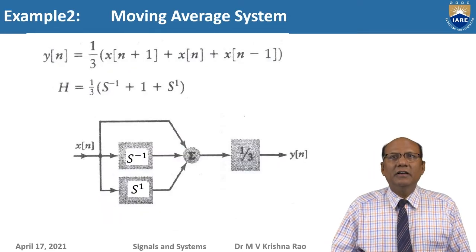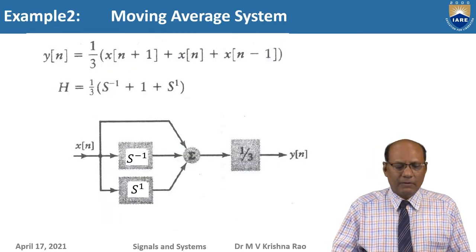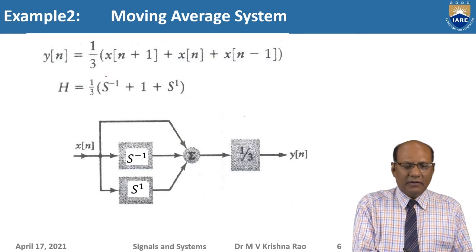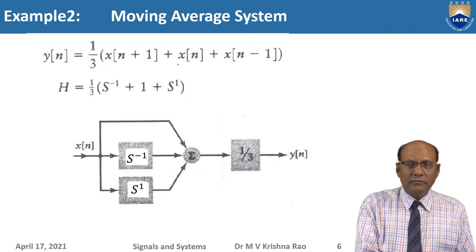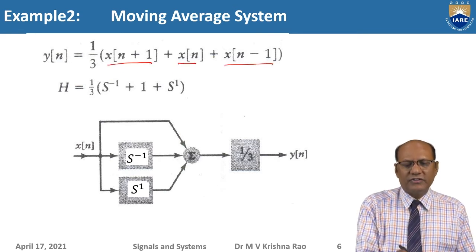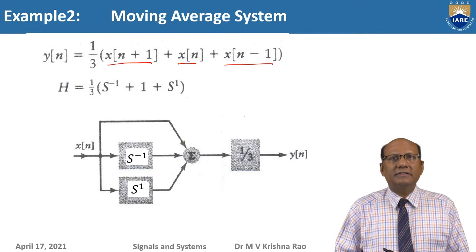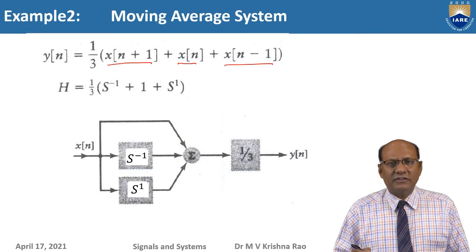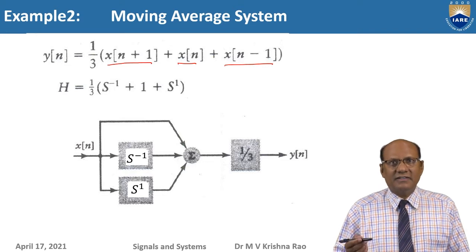Now let us take another moving average system. What is this moving average system here? I am taking the average of the current sample, the previous sample, and the future sample also. As I discussed some time ago, this is related to the causality of the system, or causal signals.